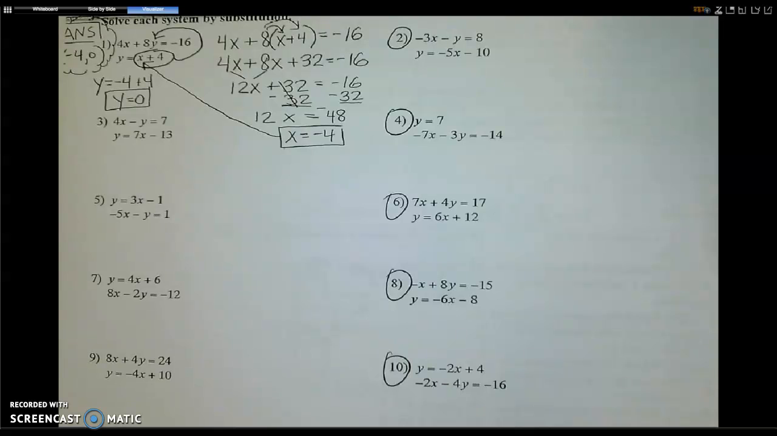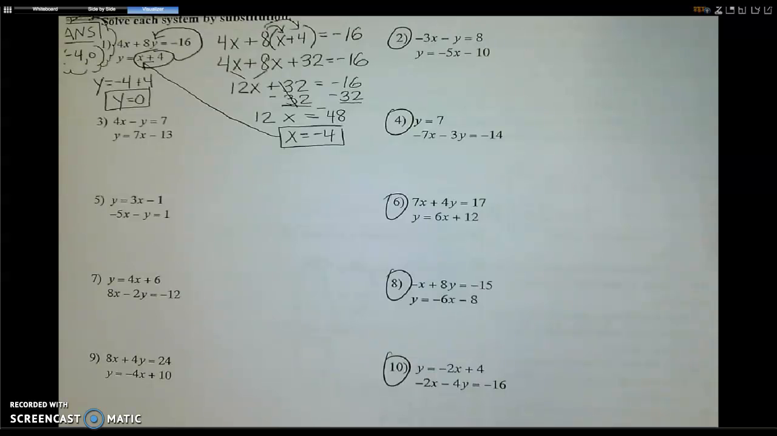Alright, ladies and gentlemen, today we're working with systems of equations, but this time instead of graphing, we're working with substitution. So your assignment was to do evens, so we're going to walk through some of them together. I'm going to get you started on some, and then some you are going to do on your own. So let's go ahead and look at number 2.